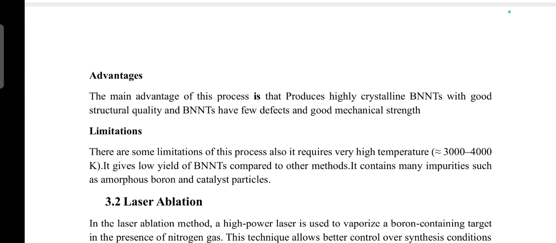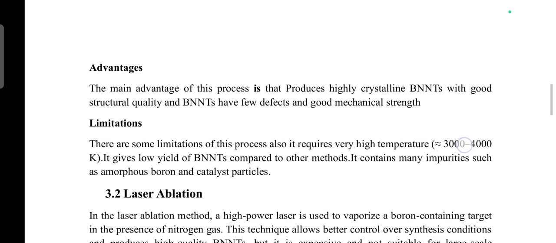Limitations: a process which has advantages also has limitations, or we can say disadvantages. Now we will discuss the limitations. There are some limitations of this process also. It requires very high temperature, 3000 to 4000 Kelvin. It gives low yield of boron nitride nanotubes as compared to other methods. It contains many impurities such as amorphous boron and catalyst particles.